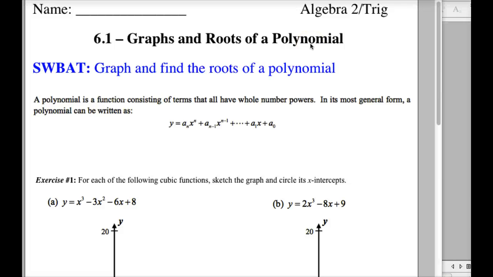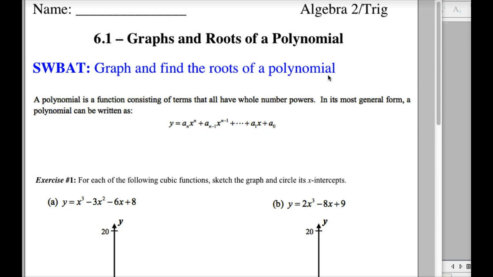Here we go, guys, with Unit 6. Yes, you have made it to Unit 6, which is about polynomial and rational functions. 6.1 is just about graphs and roots of polynomials. So our objective today is that students will be able to graph and find the roots of a polynomial.